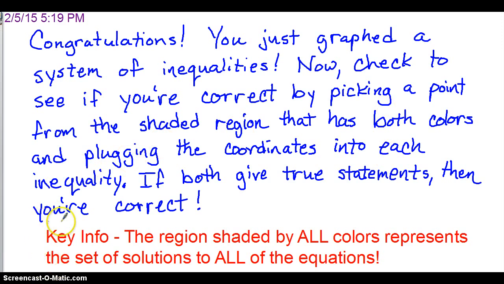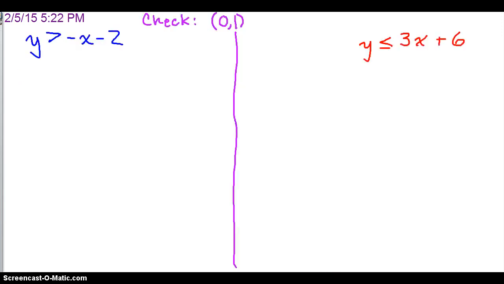One thing I do want you to take down, key info: the region shaded by all colors represents the set of solutions to all of the equations or inequalities in this case. Okay? So we're going to continue on with our check. If I'm plugging in 0, 1, I'm putting a 1 for y, and I'm putting in a 0 for x, and then I'm simplifying. So if I simplify this, I know that 0 just goes away, and negative 2. Is 1 greater than negative 2? It sure is. That means it works for this inequality over here.